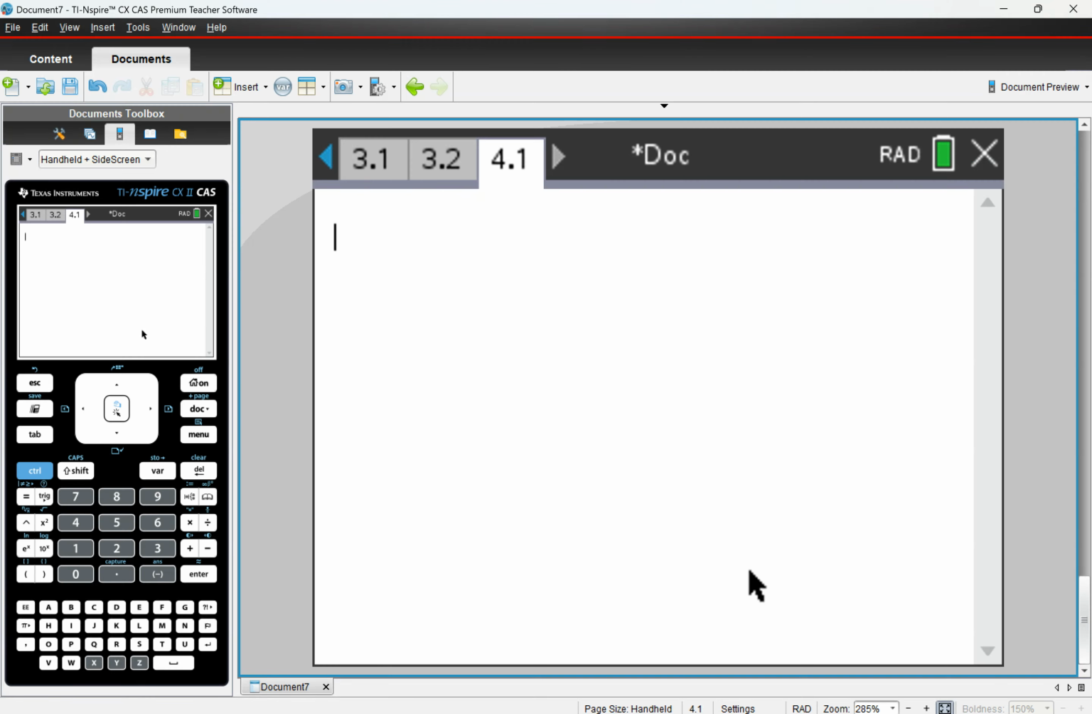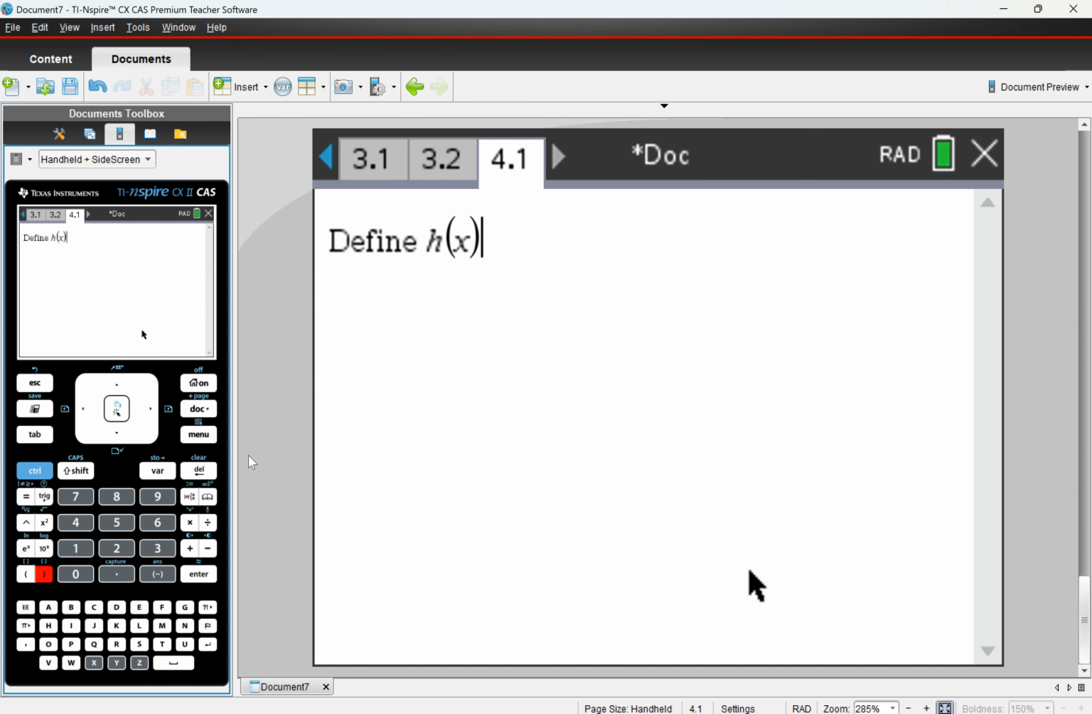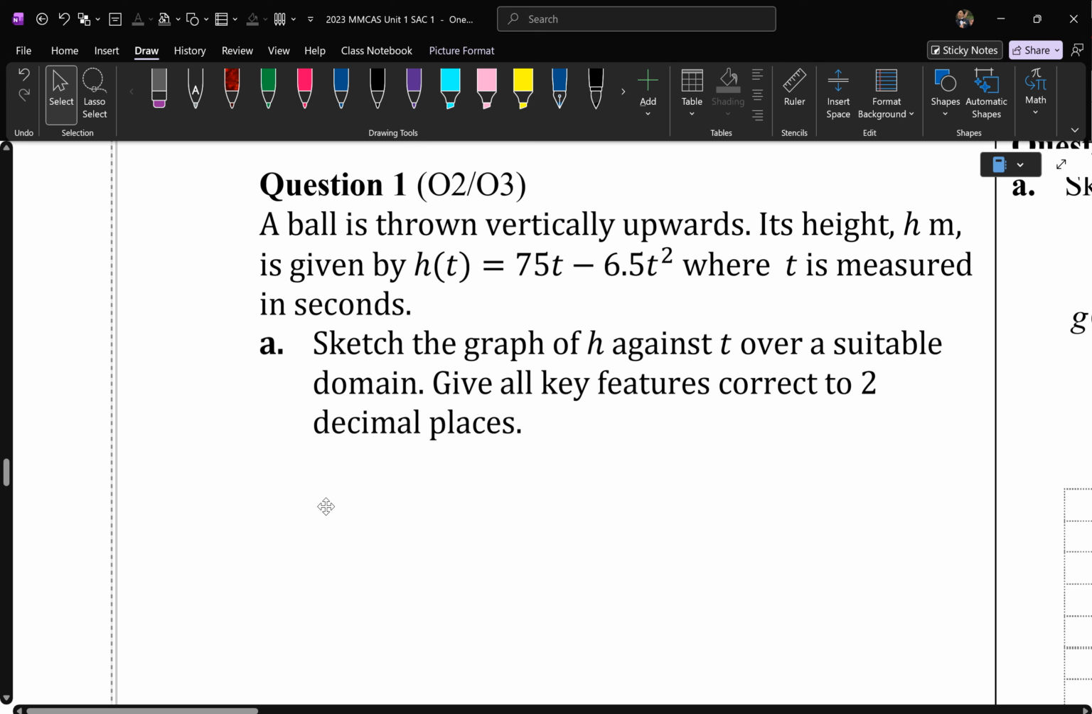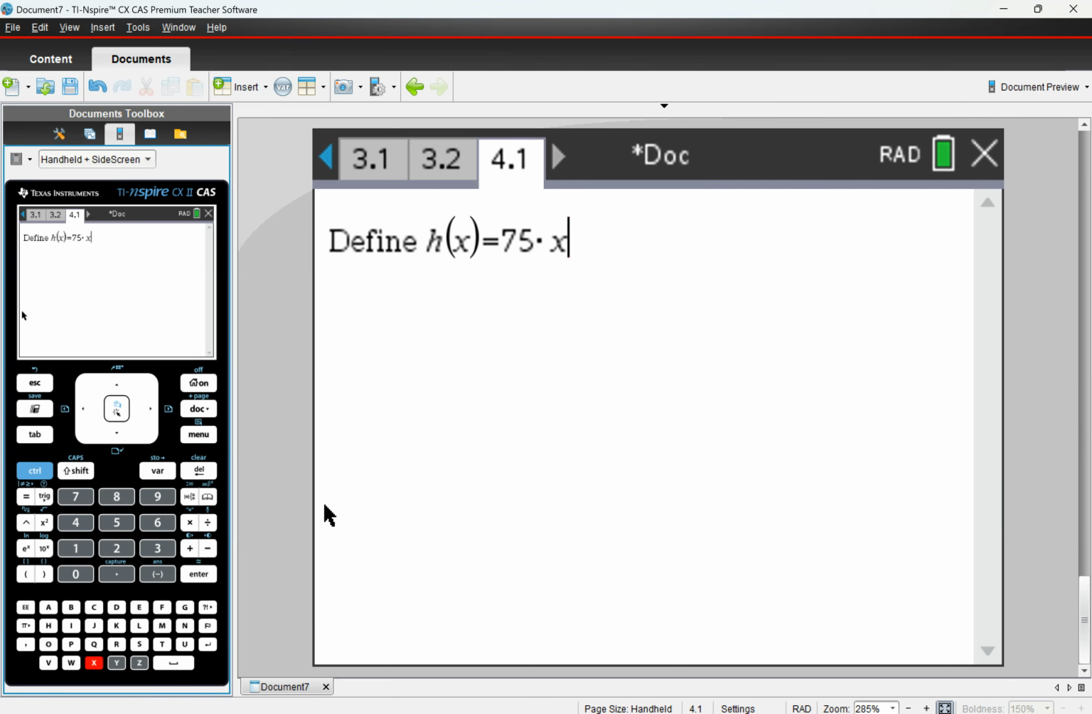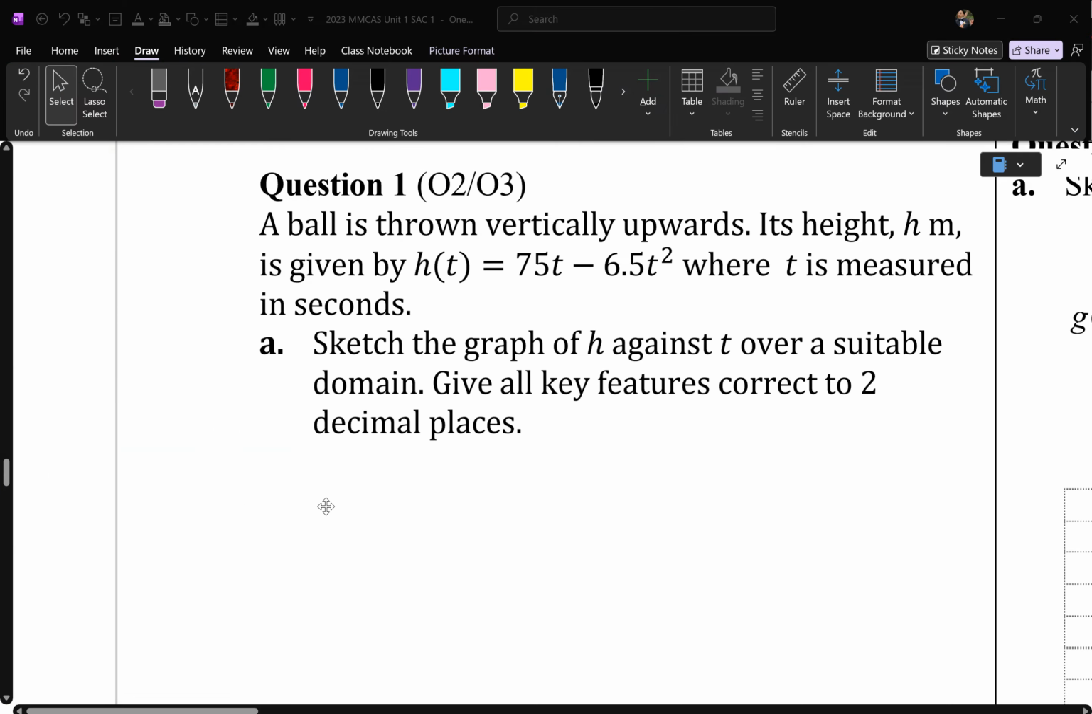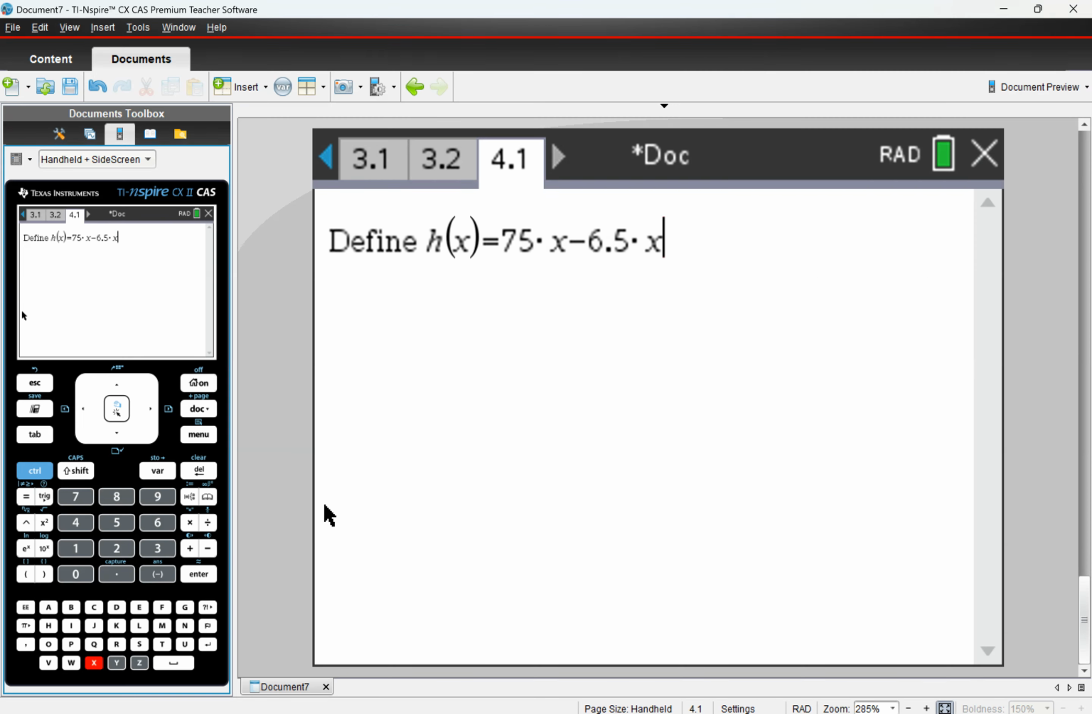Let's go. Menu 1-1. Define. You can call it whatever you want. I'm going to call it h of x. Or you can do f of x. Doesn't actually matter. Equals. So h represents height. It's 75 times. Now notice I'm not using the letter T. Why am I not using the letter T? Good. If you're sketching this on your CAS, it has to be an X. If you put T, it won't sketch. Here we go. Minus 6.5 T. We good? Defined?